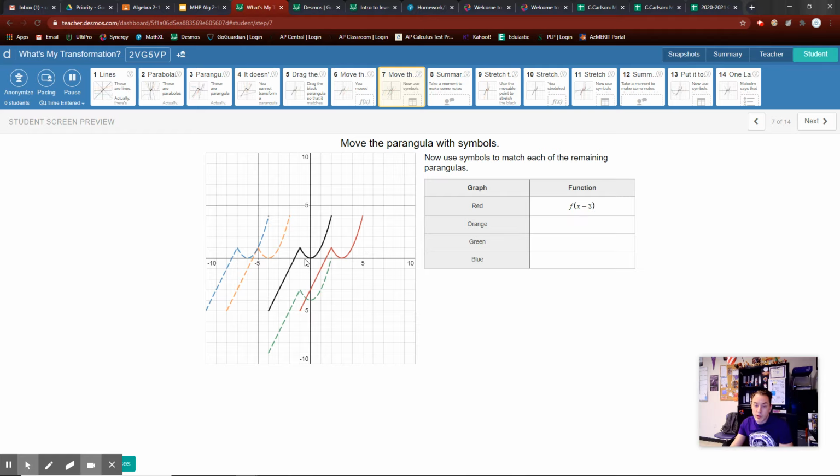Now what if I want to do the orange? Actually, I'll do the green here. I clicked on the vertex of it, going from 0 to negative 4. Look at my range. So I do f of x minus 4, and then I get the green. Now notice how the x minus 3 is inside the parentheses, and this minus 4 is outside of the parentheses. So play around with it, see if you can get the orange and the blue.